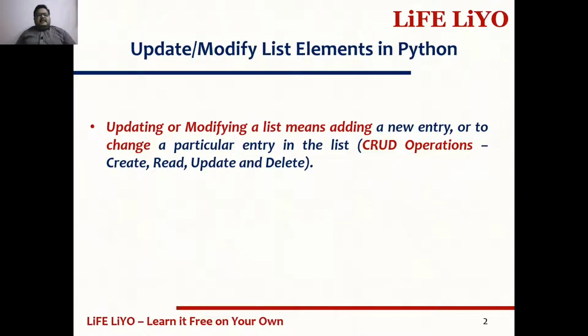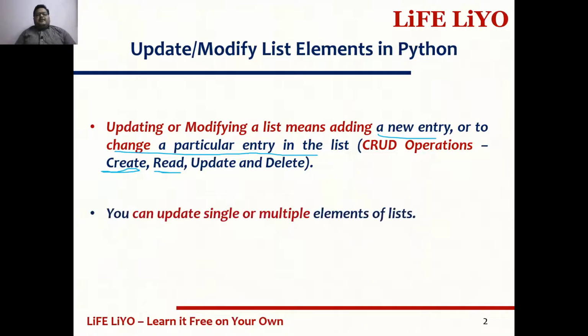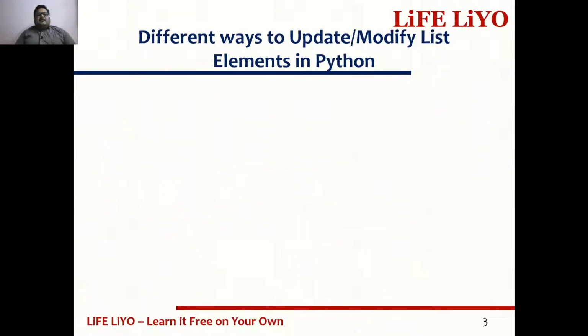So we have seen in the last videos how to create a list, how to read a list and how to change an element at the respective index, but we haven't seen how to add a new element to our list, or how to change a particular entry in the list. That is what we are going to look into in this video. You can update single or multiple elements of the list.